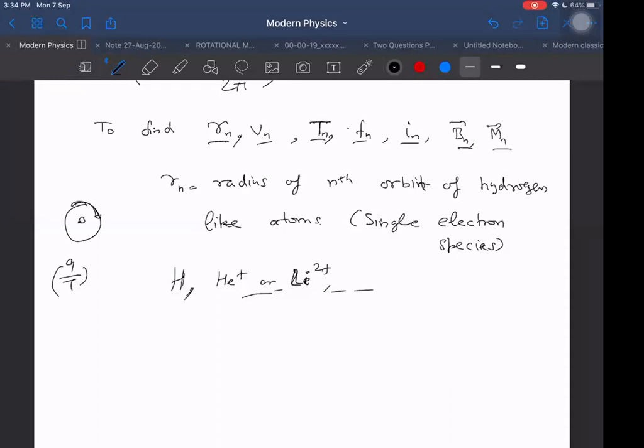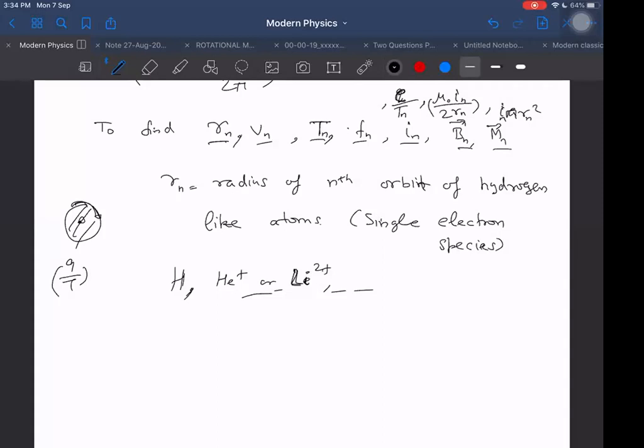Then we can also find the magnetic moment. Magnetic moment will be I into area, that is In into pi Rn square. Bn will be equal to mu naught into In upon 2 Rn. In will be equal to the charge flowing, that is the electron charge e, upon the time period of the orbit Tn. So this formula we know.